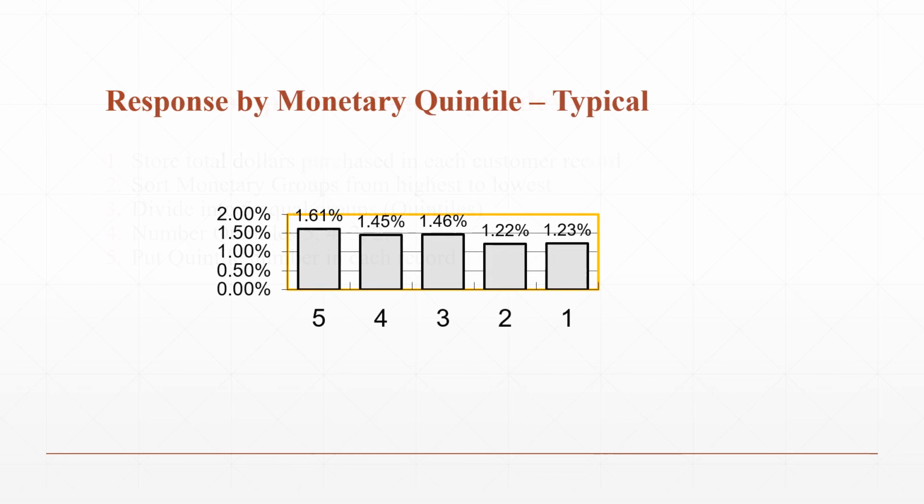At the end of this, you'll notice that the monetary quintile is perhaps not the best predictor of the 3 in terms of response rate, but it is still a significant predictor of response rates.